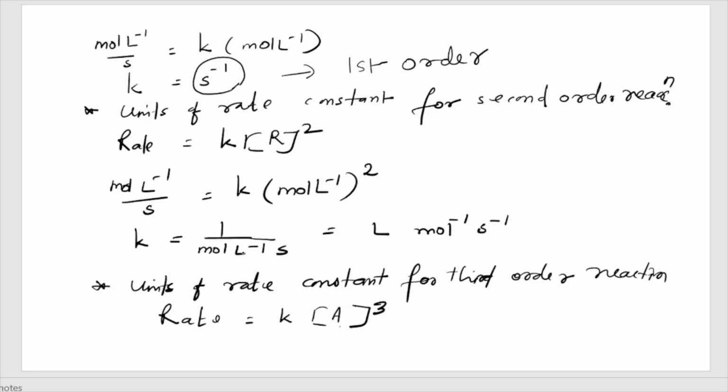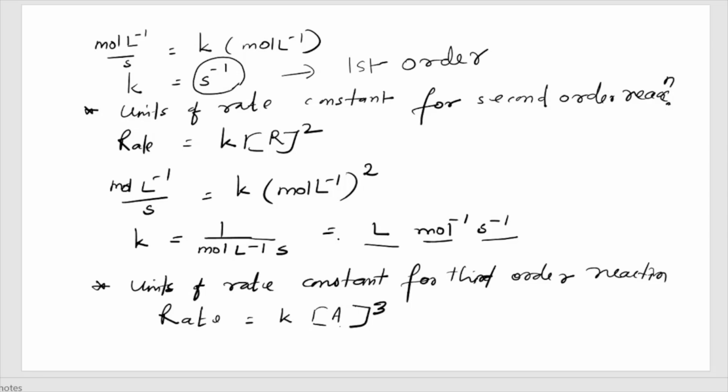If you take it to the numerator from the denominator, then what happened here? 1 by mole L inverse second. So what is the K value? L changes to L, mole changes to mole inverse, second changes to second inverse. So K equal to liter mole inverse second inverse.